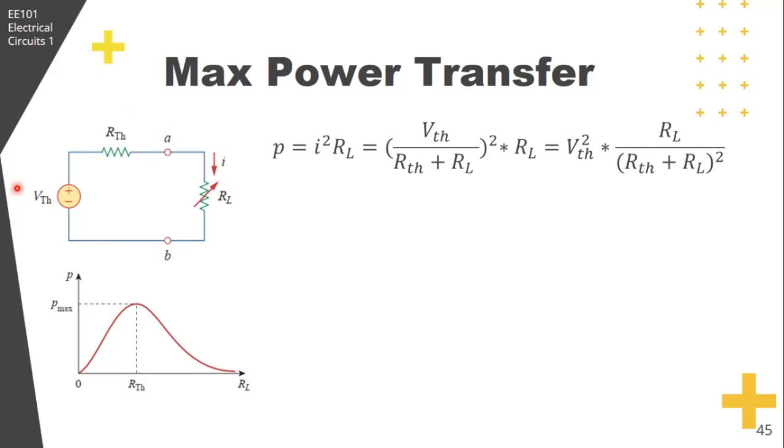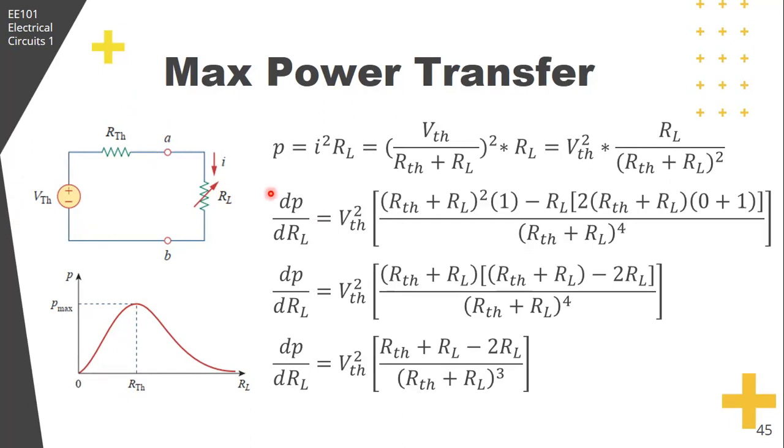Now, let's derive it. Remember your derivatives from Calculus 1? To get the maximum of a function, we set the derivative of that function equal to 0. So we take the derivative of the function, the power P, which is equal to this expression. VTH is constant, since in the circuit VTH and RTH are constant. So we operate here.